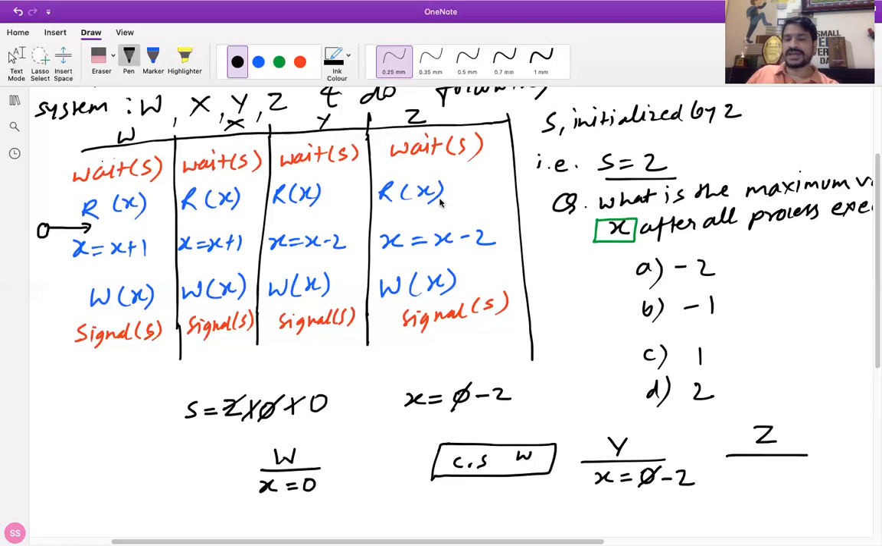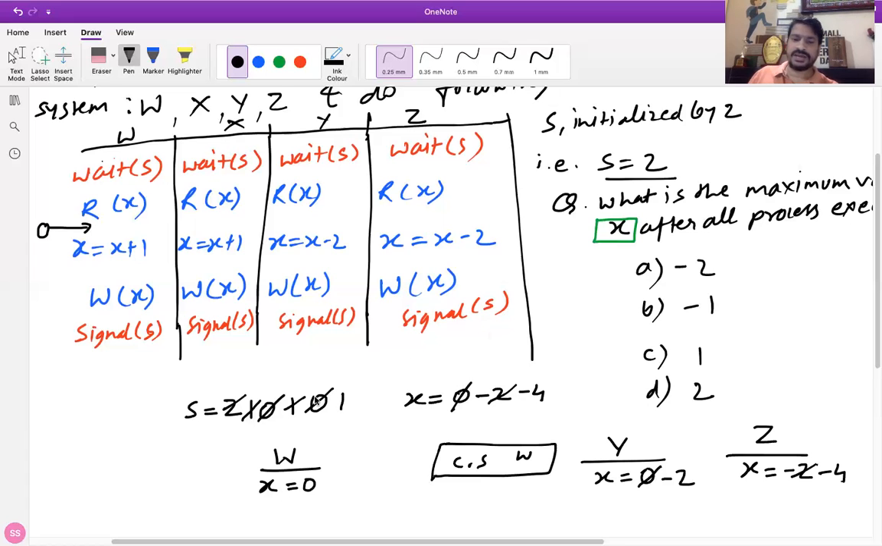And then we'll read X. So it will read the value from the system. So what will it read? It will read X as -2, because X is -2 here in the system. Now it will decrement the value of X by 2, so it will become -4. And after that, it will do the write operation on the system. And then signal. Once the signal is called, the value of S will be incremented by 1.